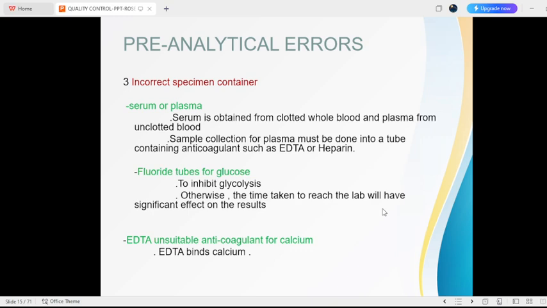Next is EDTA. EDTA is an unsuitable anticoagulant for calcium because EDTA is a calcium-chelating anticoagulant. It will bind with the calcium. As a result, incorrect values of calcium will be obtained.